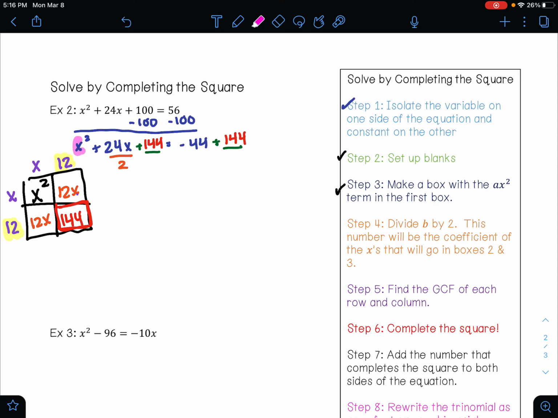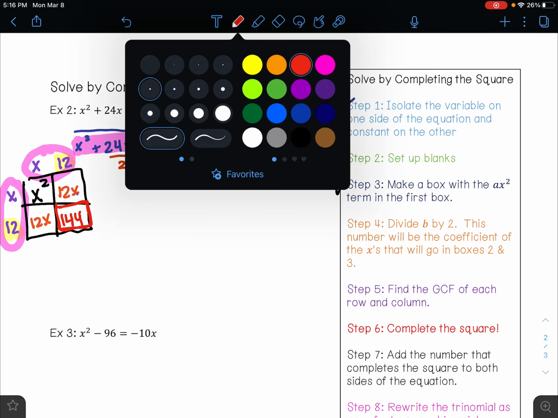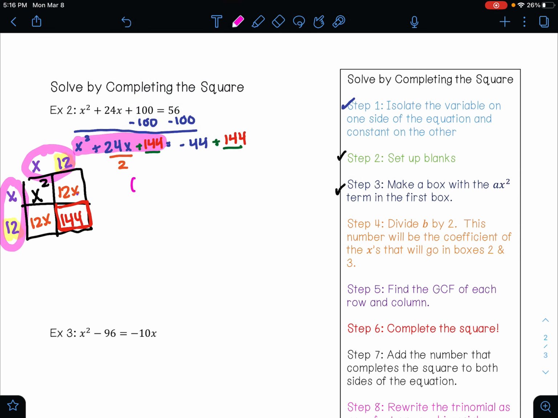We have just factored x squared plus 24x plus 144. And when we did that, we got x plus 12 times x plus 12, which is the same thing as saying x plus 12 squared. Negative 44 plus 144 is 100.